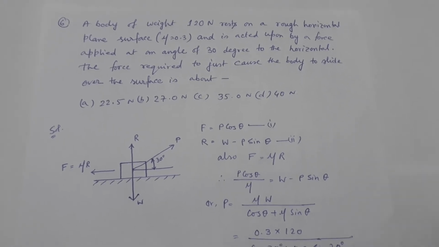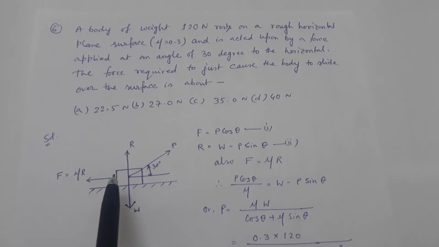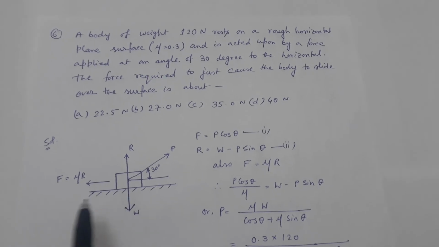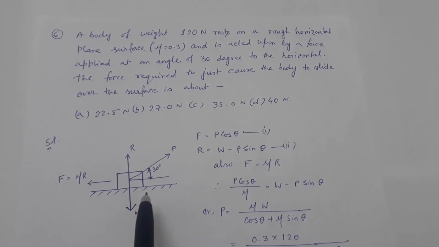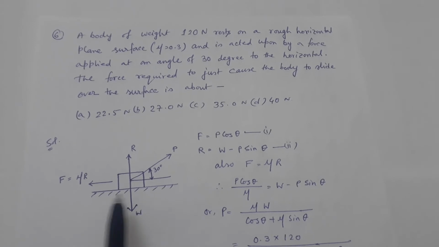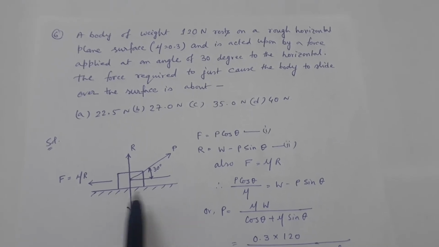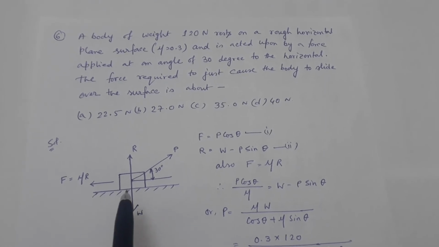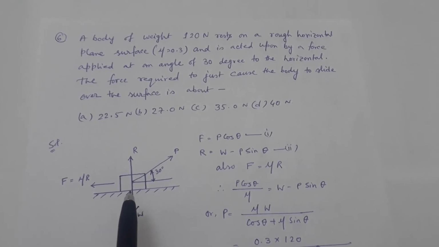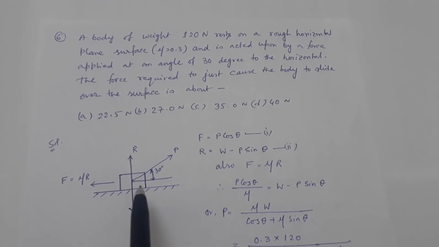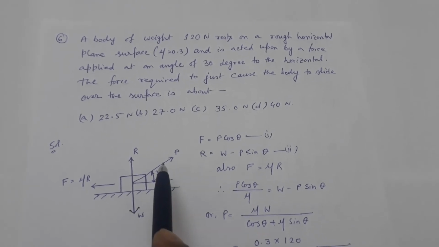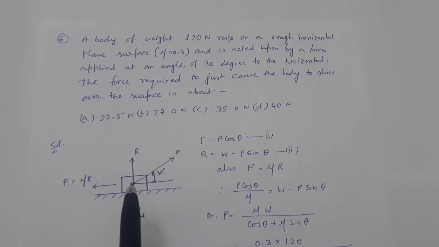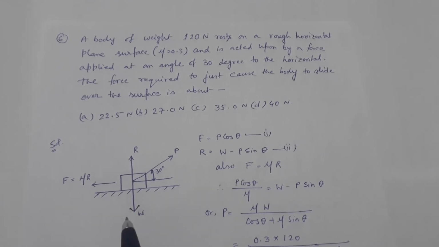Okay, so let's assume this is the body and the weight of the body is 120 Newton, at rest on a rough horizontal plane surface, and the coefficient of friction between the rough horizontal surface and the body is 0.3, acted upon at an angle of 30 degrees to the horizontal. So we have to find the force required to just cause the body to slide.